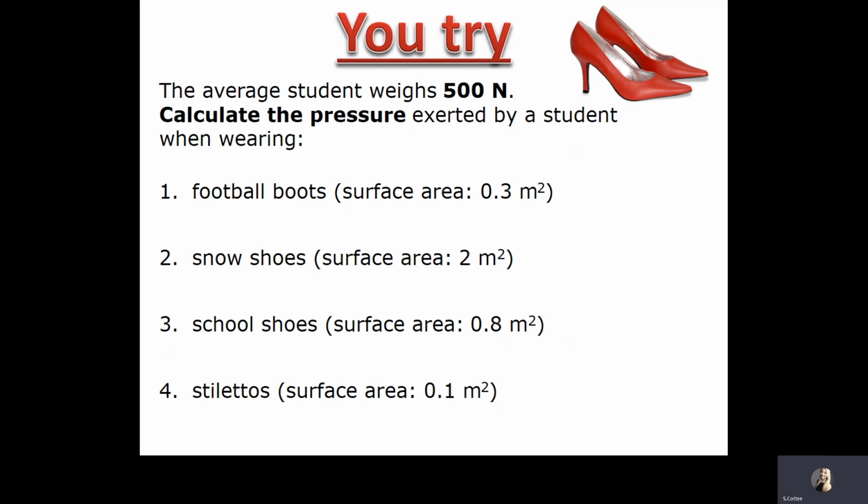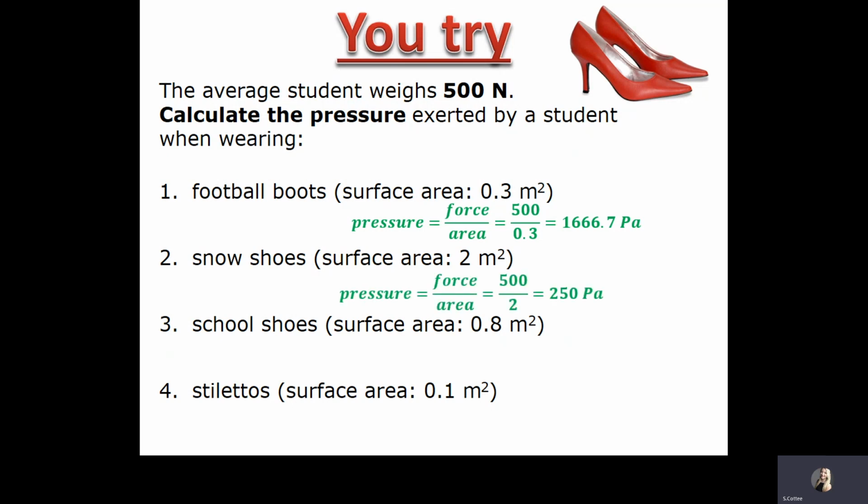So hopefully you've had a good go at that. Let's check your answers and see if you've got them right. Question 1. Pressure is force divided by area. 500 newtons divided by an area of 0.3 meters squared gives you 1,666.6 recurring pascals. I've just rounded that last bit up to 0.7.